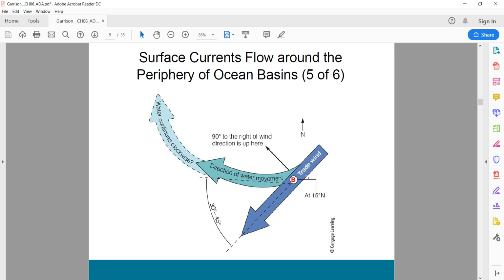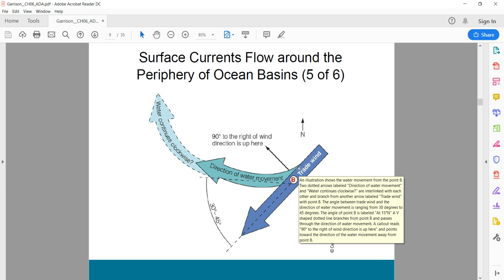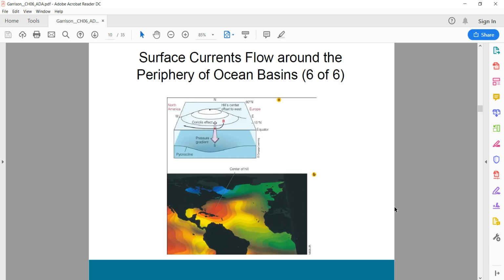This is again the same idea trying to explain here. You have trade wind moving in this direction, but you have actual water moving in this direction because of the Coriolis effect. And if there was no Coriolis effect, then the water would have been moving exactly 90 degrees to the wind direction. This is a very important concept here, why water is turning like this near the equator.